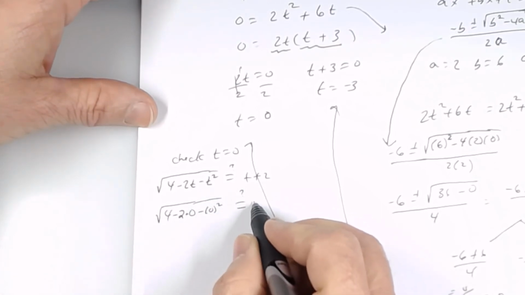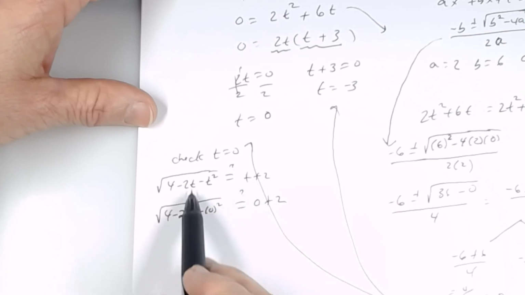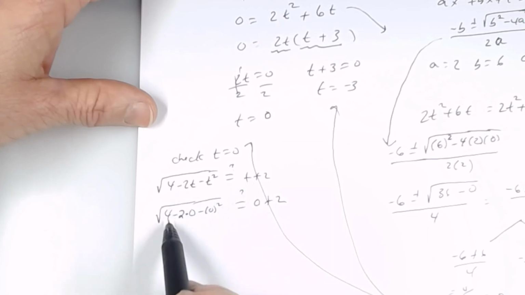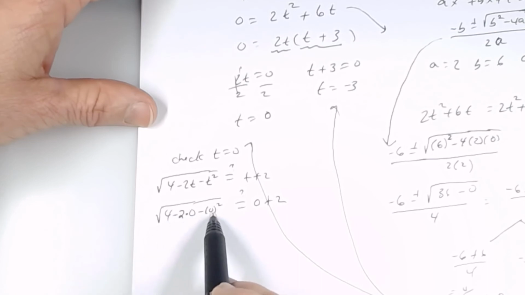And I want to see if that's going to equal 0 plus 2. So wherever I saw the variable t, I substituted 0. So there's 0 in all their places. Now let's look at the radicand. What's 2 times 0? And what's 0 squared?